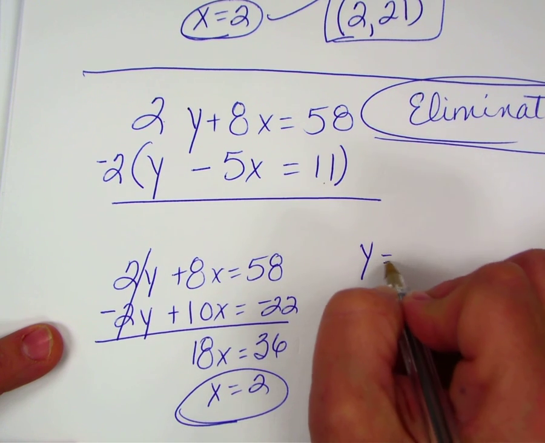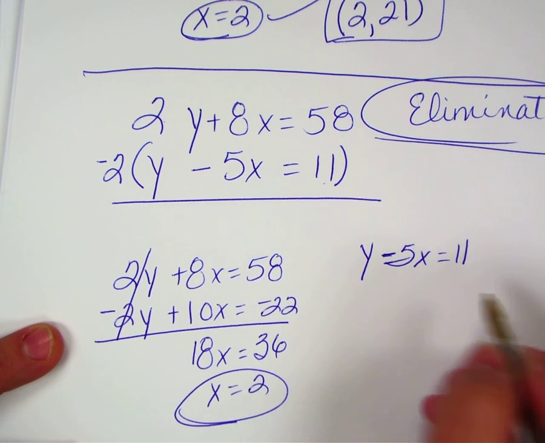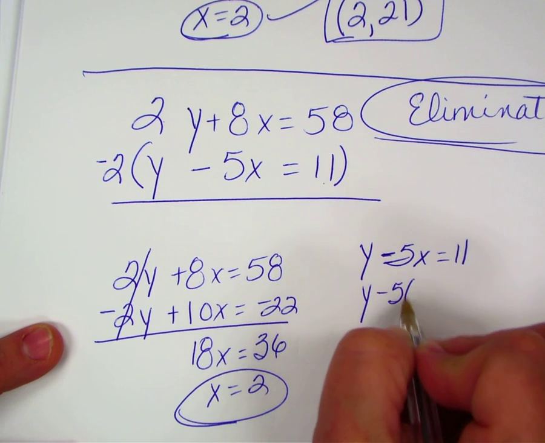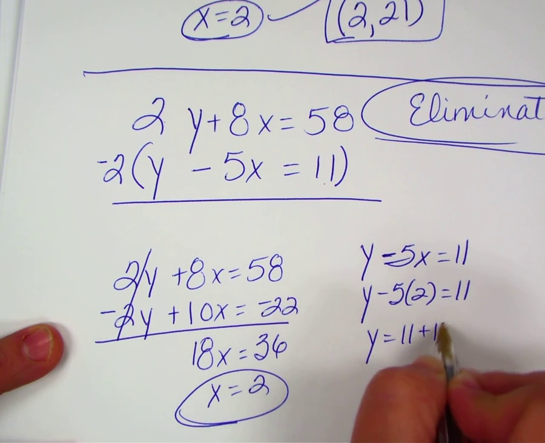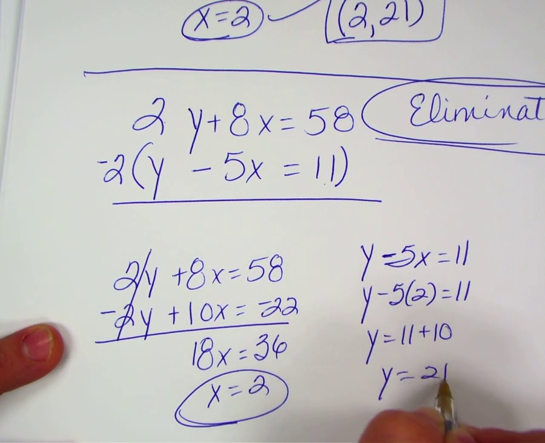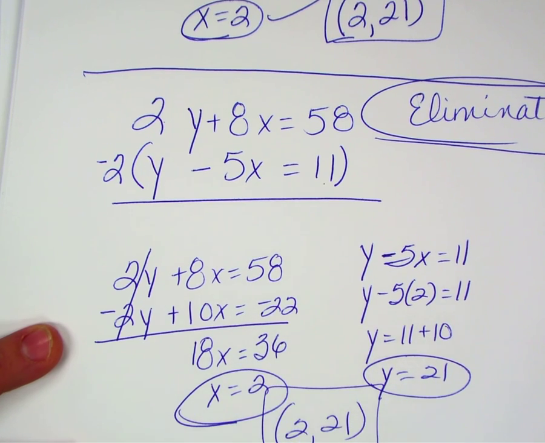So if x is 2, then y minus 5x equals 11. So y minus 5 times 2 equals 11. y is 11 plus 10, which is 21. So I still get 2, 21.